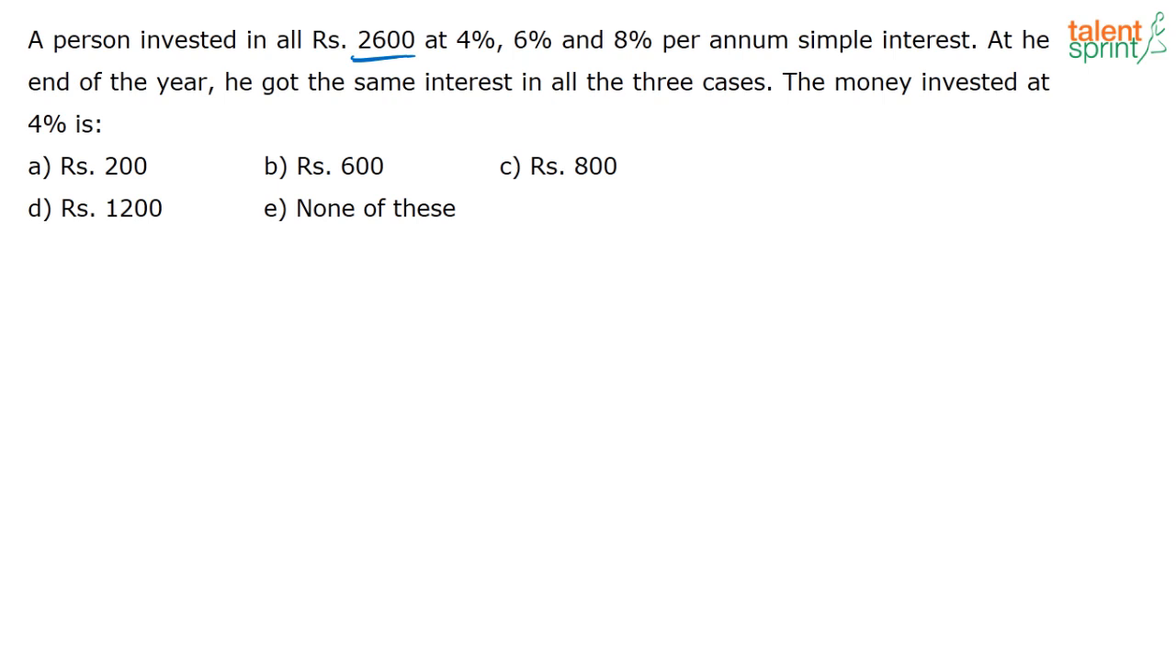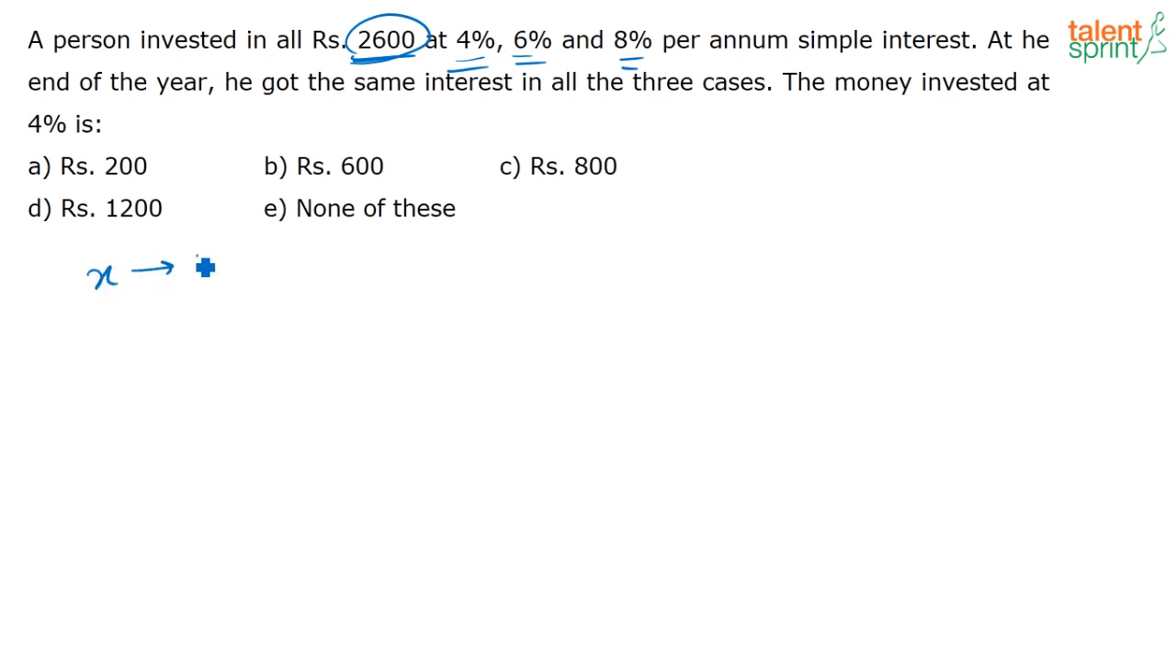So, first thing we should know is that totally he has only 2,600 rupees. Out of this 2,600 rupees, some amount he is investing at the rate of 4%, some amount at 6% and some amount at 8%. So let us assume that he is investing X rupees.